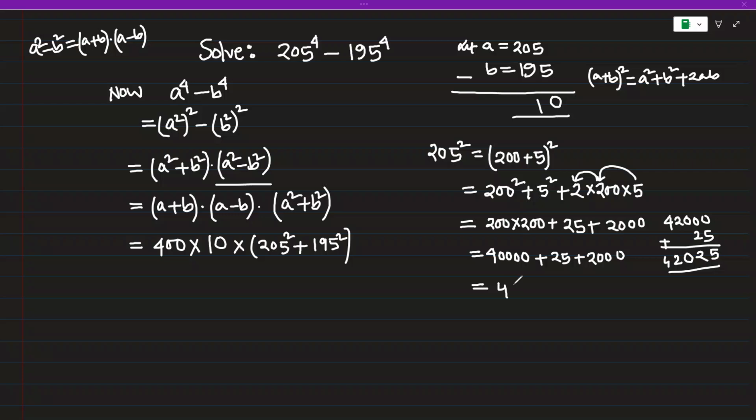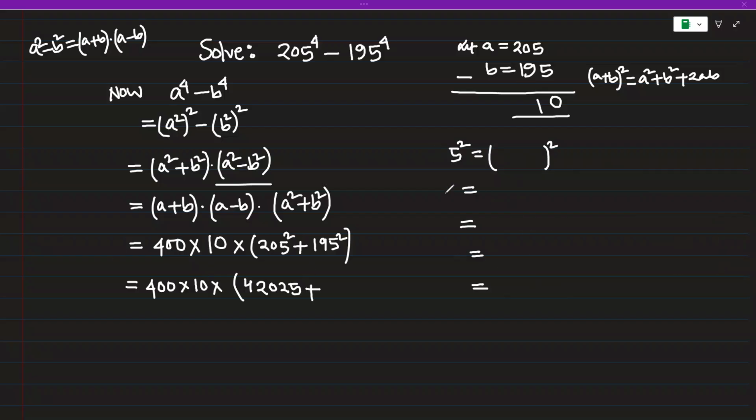So we got 42,025. That means we can substitute here 400 times 10 times 205 square, which is 42,025 plus 195 square. So we need to find here 195 square. So we need to find 195 square, which is 195. We can write that 200 minus 5 square.